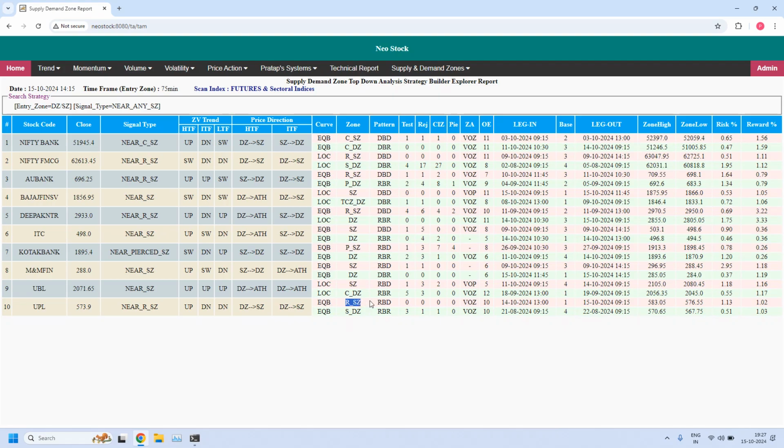And then we have UPL. UPL is having a high liquidity supply zone, and demand zone is also there. It is moving between them. Any opportunity you can grab either side. But demand zone is already tested 3 times. Okay, this is about high liquidity supply zones from 75 minutes time frame.